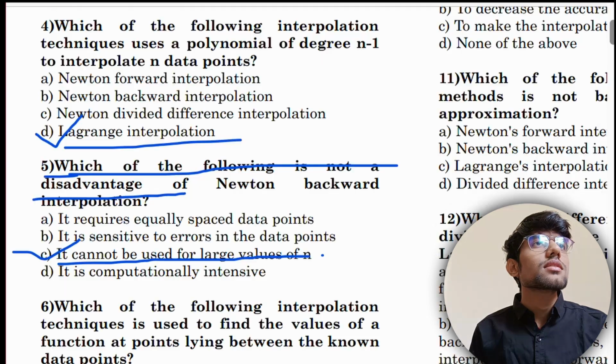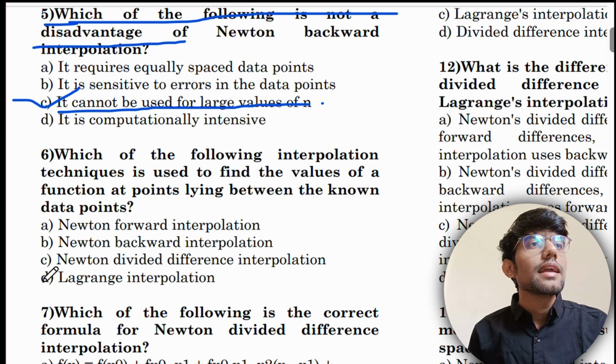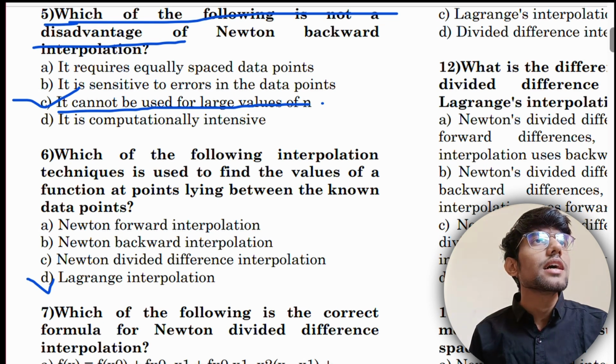Now the sixth question: which of the following interpolation techniques is used to find the values of a function at points lying between the known data points? Okay, so this is very easy. The answer is D, Lagrange interpolation, as we have already studied, as I already told you. So yes, it's Lagrange interpolation.